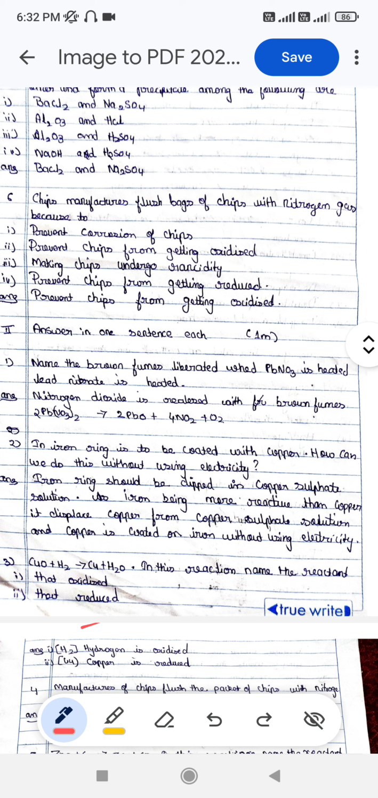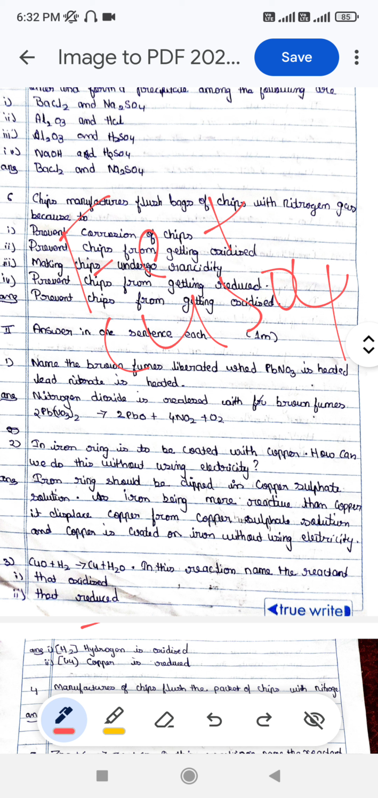Iron rings should be dipped in copper sulfate solution. As iron is more reactive, it displaces copper from the copper sulfate solution, and copper is coated on the iron without using electricity. So the question is how copper is coated on iron without using electricity.